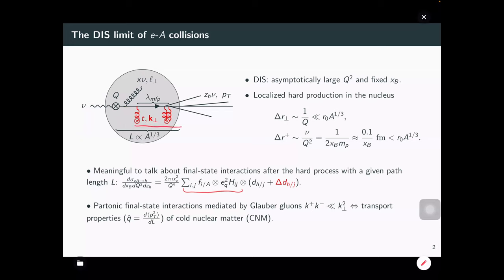For this final state interaction, we further consider that in certain phase space regions, your observables are dominated by partonic physics, mediated by soft gluons, which primarily transfer transverse momentum between the medium and the jet. They are also closely related to the transport properties of cold nuclear matter, for example the q-hat parameter, which to first approximation measures how much transverse momentum broadening a single parton gets per unit length of travel in cold nuclear matter.